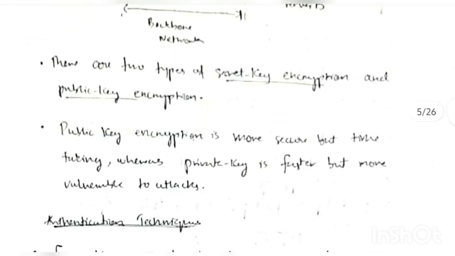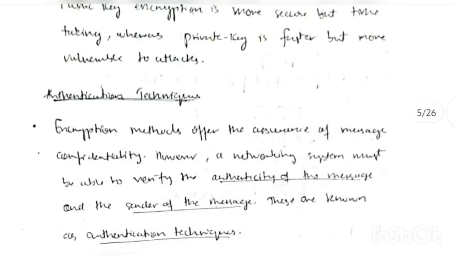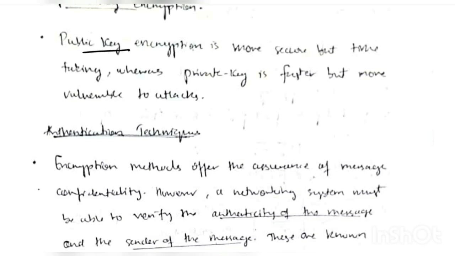There are 2 types of encryption. The first is the secret key or private key, and the second is the public key. In the secret key, one key is used, known to the sender A and the receiver B. The public key has 2 keys: A has one key and B has a different key. Public key encryption is more secure, but it is time taking, whereas the private key is the opposite.